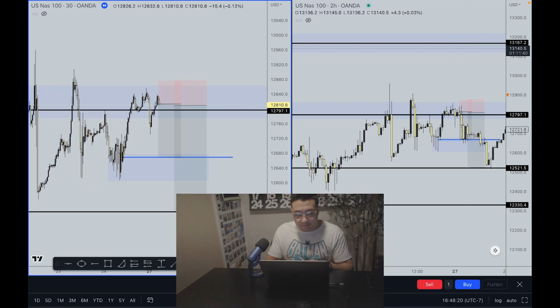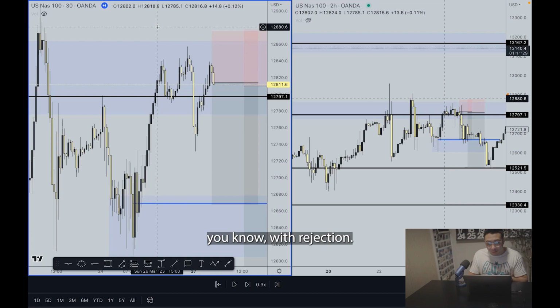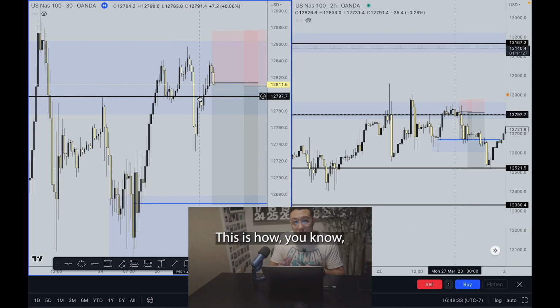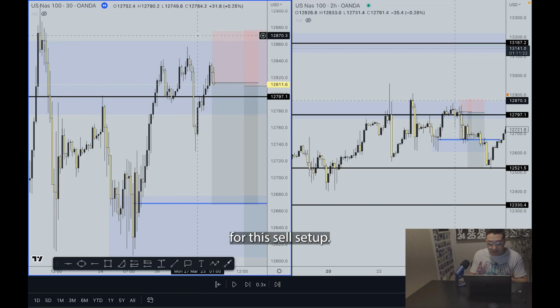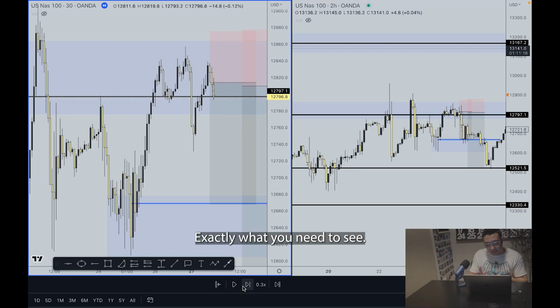So next, you can see the bearish candle taking out this low here with strong volume. It closed with strong volume, no wick rejection. This is how you know you have confirmation. This is called confirmation. So you have your bearish confirmation for this sell setup now. Let's watch what happens next. This is exactly what you need to see.